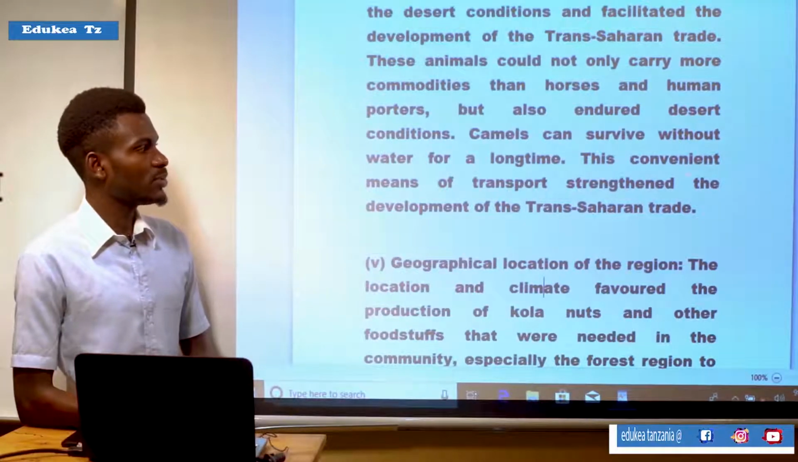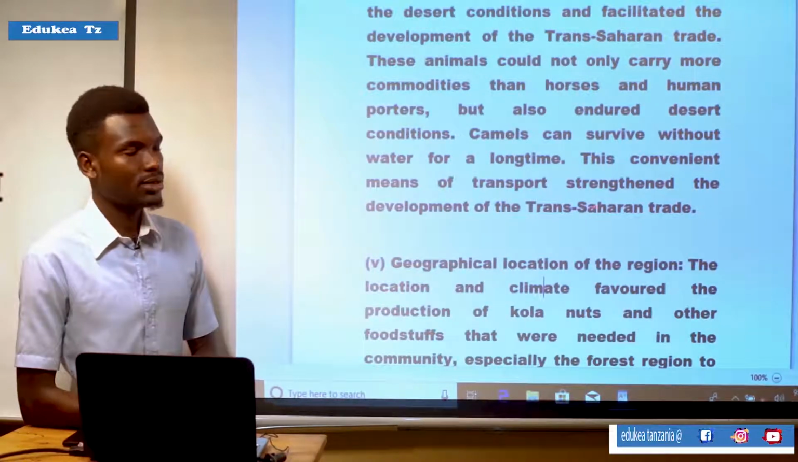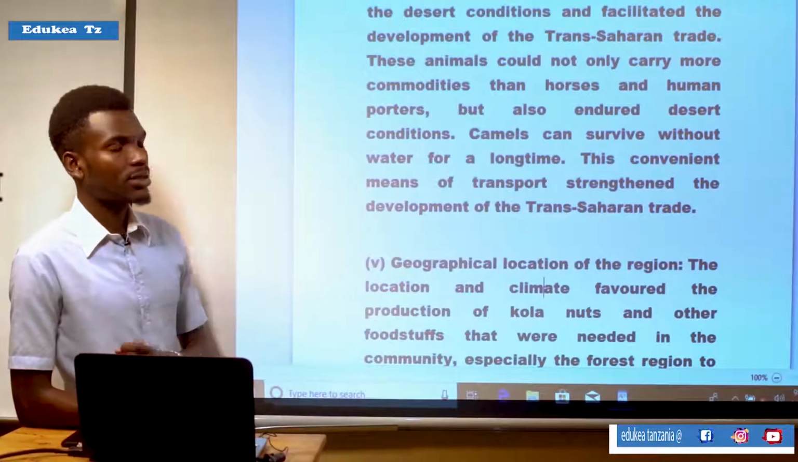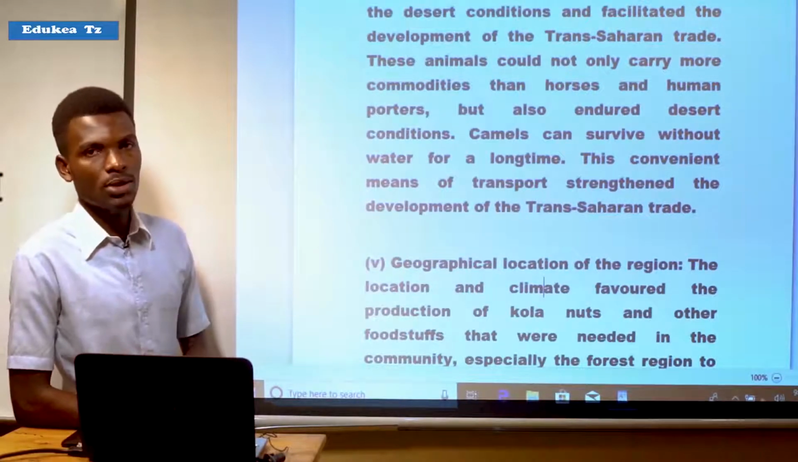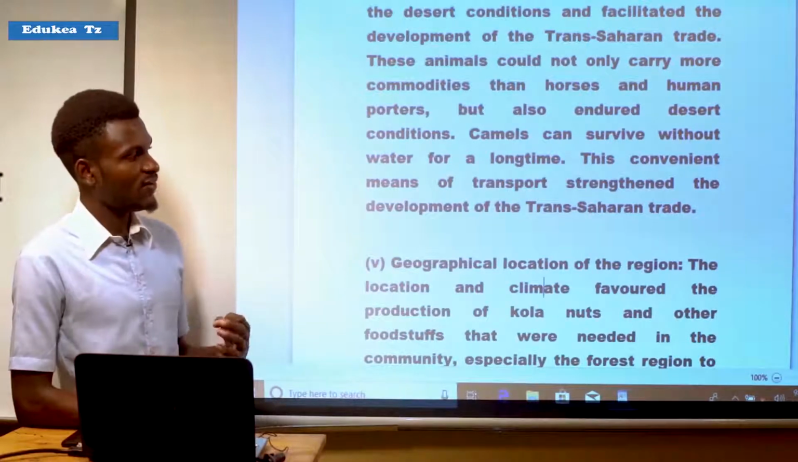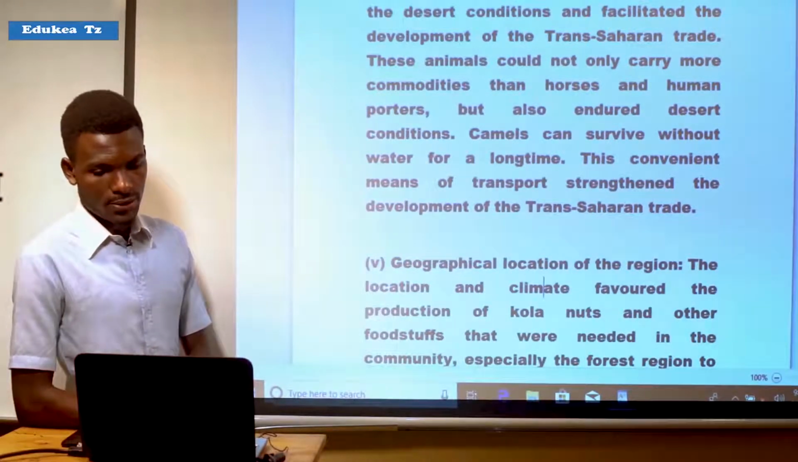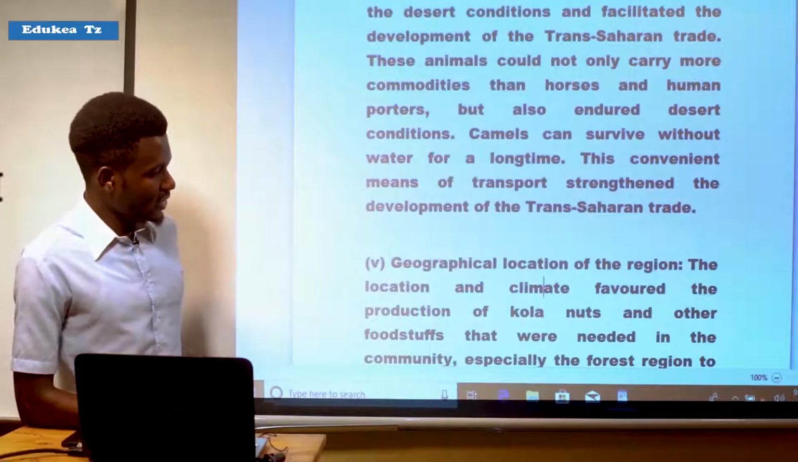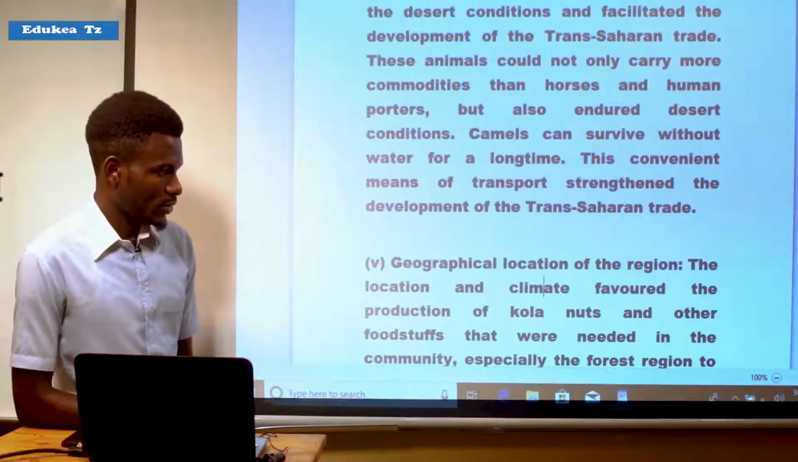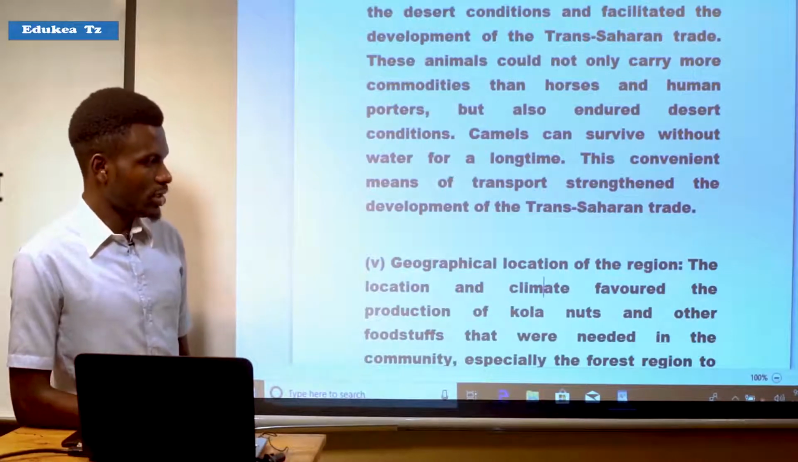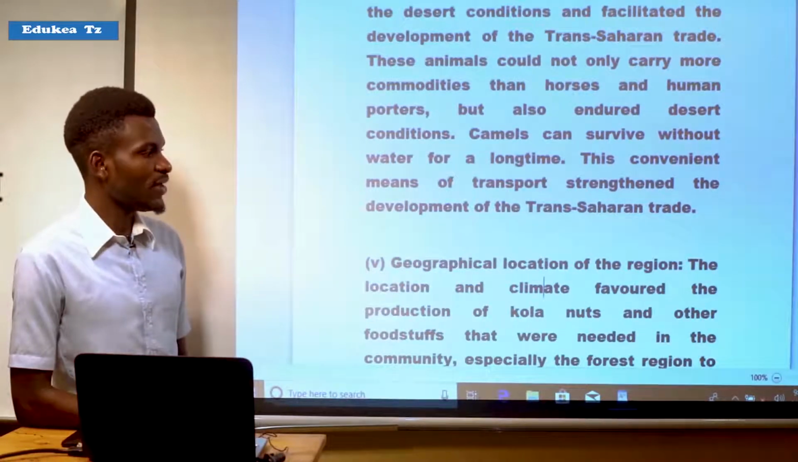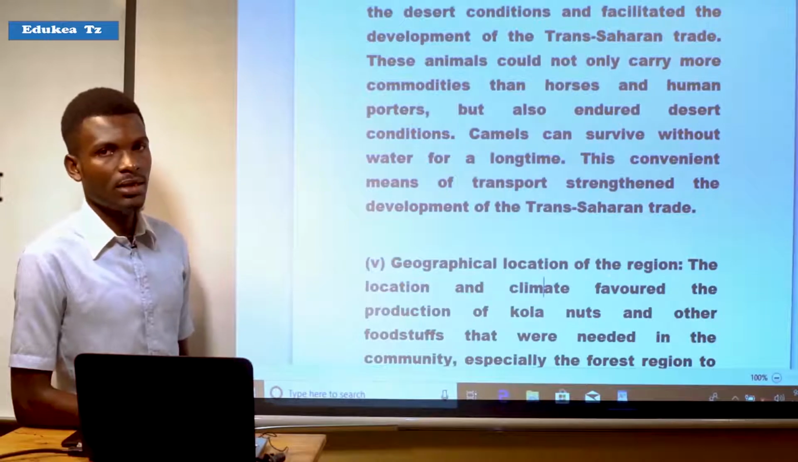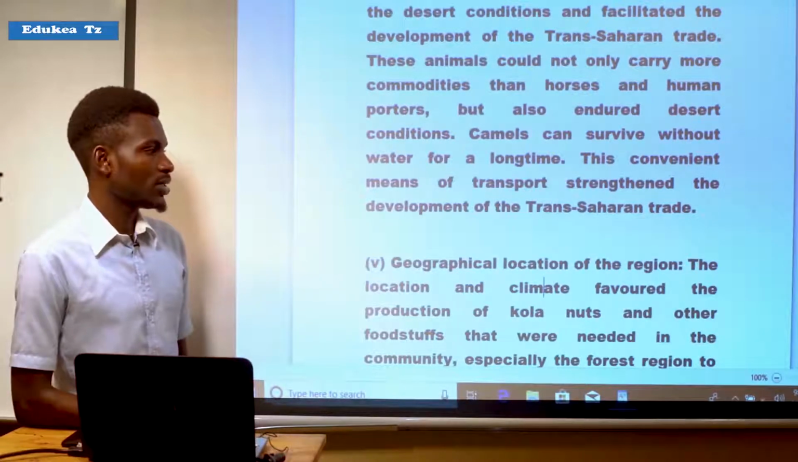And these convenient means of transport strengthened the development of the transatlantic trade. It means that these convenient means of transport facilitated the development of transatlantic trade. Another factor for the growth of transatlantic trade was the geographical location of the region. It means that the geographical location of the region favored the development of transatlantic trade.